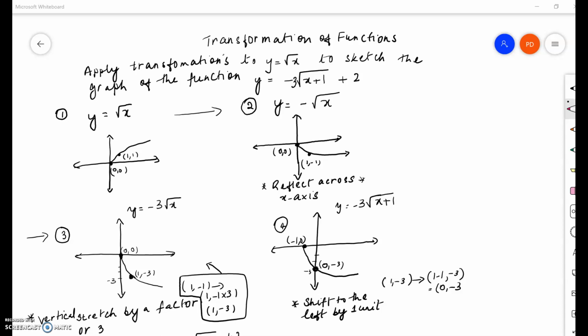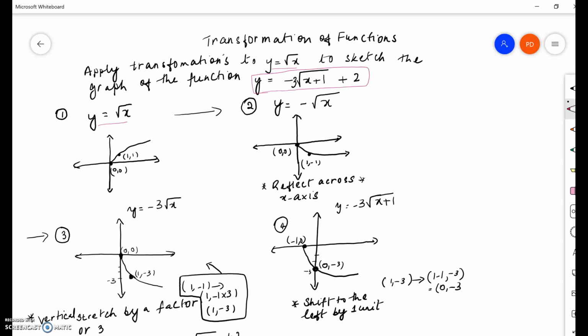Here we'll look at an example of sketching a graph, starting with a parent function y equals radical x and going through various transformations to finally come up with the sketch for the function y equals -3 radical x plus 1 plus 2. So we start off with the basic parent function y equals radical x.